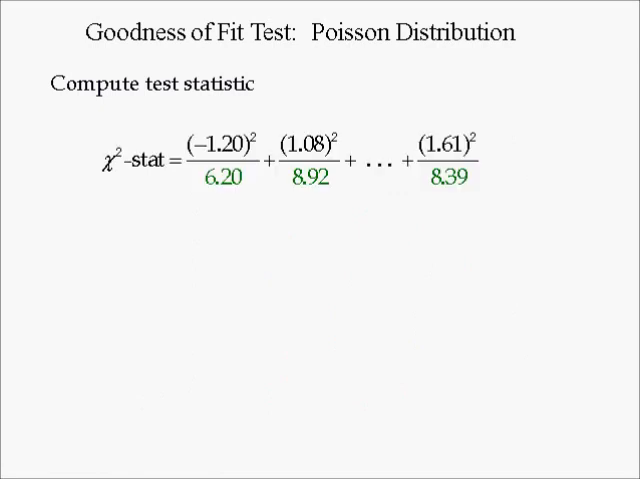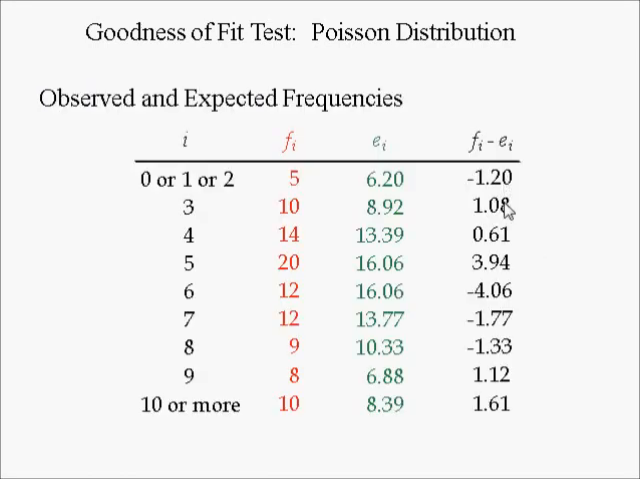Next, we want to compute the test statistic. So what are we going to do? We're going to square those differences. Negative 1.20 squared, 1.08 squared, 1.61 squared. Where do the negative 1.20, 1.08, and 1.61 come from? We're squaring this number, that number, and each of these numbers.